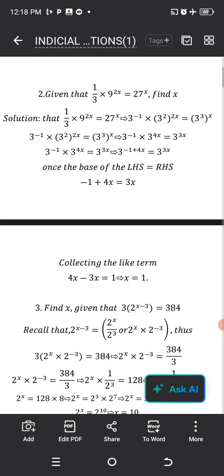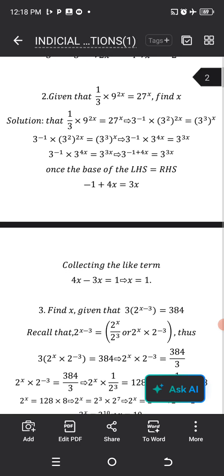Example 2 says that given that 1 over 3 multiplied by 9 raised to power 2x equals 27 raised to power x, we are asked to find x. You can see that we have x at the left hand side and also at the right hand side. So how can you solve this? It's very simple.